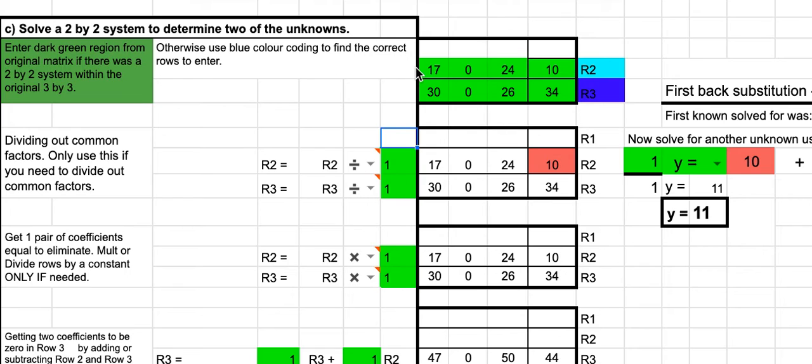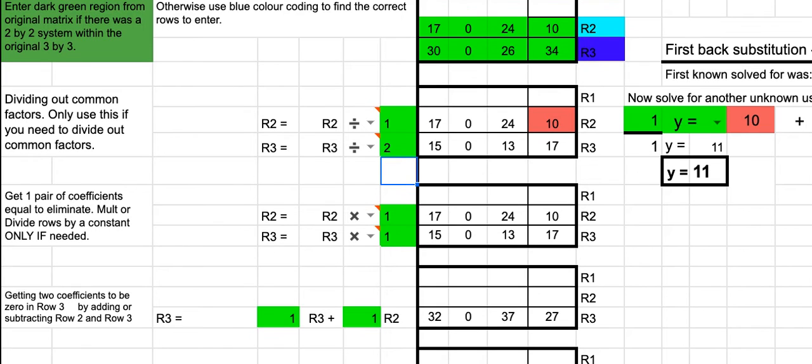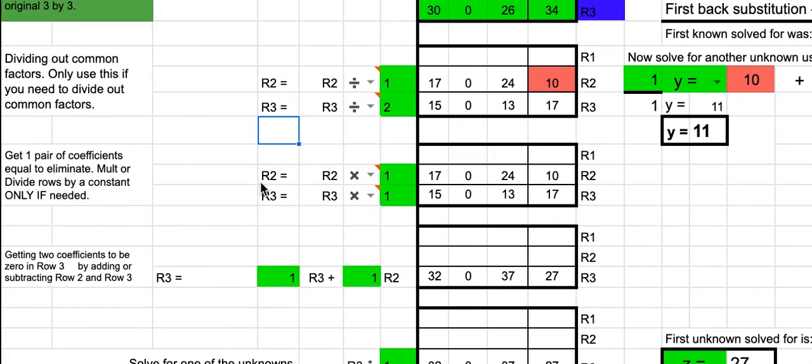So do I have a common factor? 17, 24, 10? Nope. 30, 26, 34? Definitely 2. Okay, so I've got a 2 there. I'm going to divide out 2. So this one here looks like it's not quite as easy. I don't have a 1 anywhere. So for this one, I'm going to have to multiply the first row by 15 and multiply the second row by 17, and now my x coefficient is equal, and I can eliminate that.